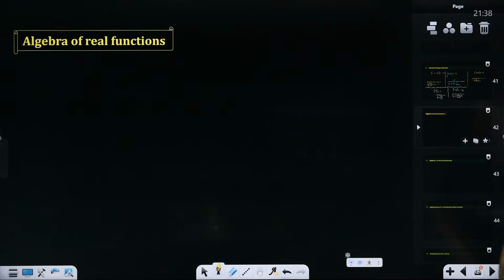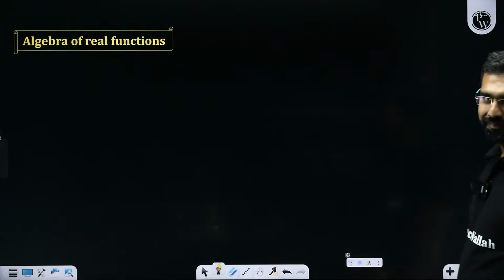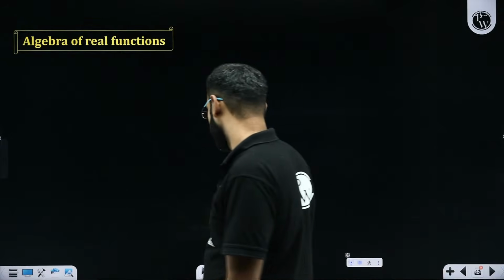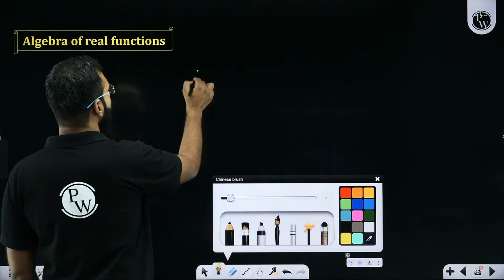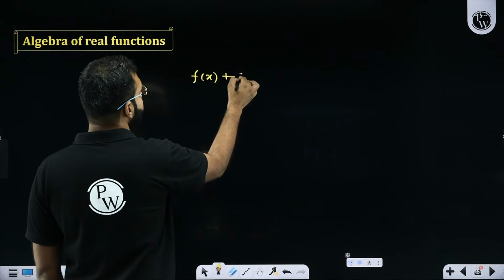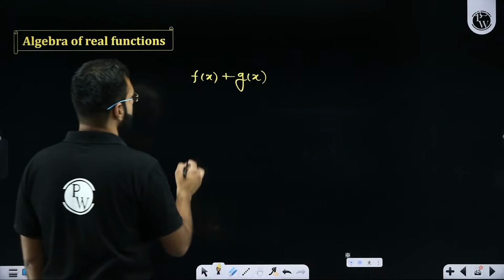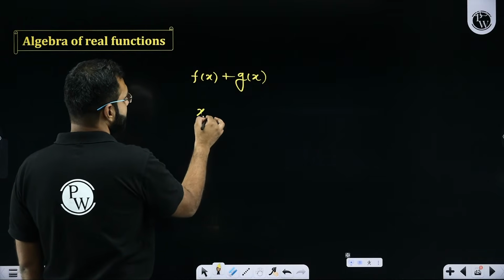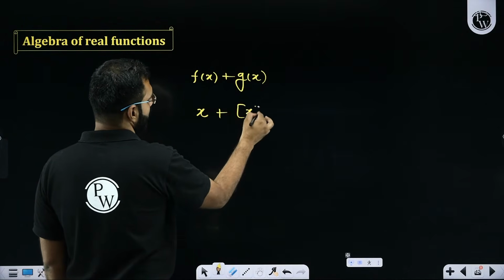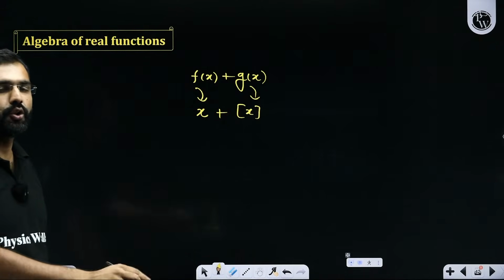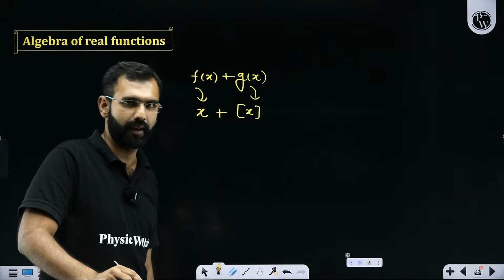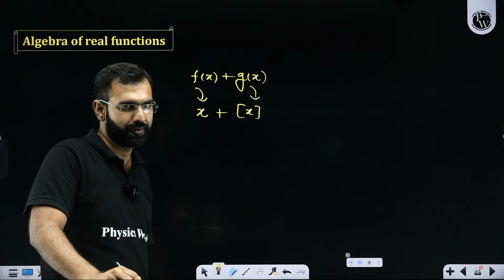Shall we talk about few more functions? Now, algebra of real functions, if I wish to discuss or talk about. Here we have something really interesting. Let's say two functions are being added. Let's say one function is x, other function is GIF of x. Let's say f(x) is x, g(x) is GIF of x. So if I want to add those two functions, I definitely can. This is how you add two functions.